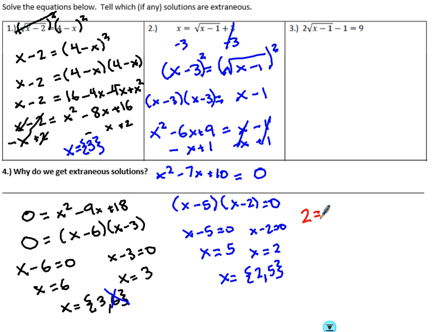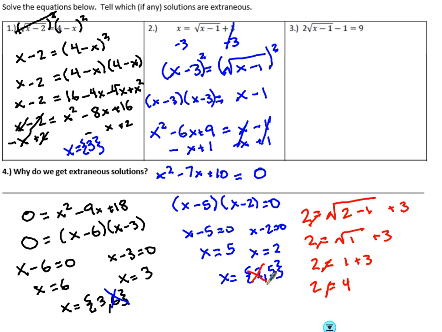So we plug in 2 and 5 into the original equation to see if it works out. So 2 is equal to the square root of 2 minus 1 plus 3. Well, 2 is equal to square root of 1 plus 3. 2 equals 1 plus 3. 2 equals 4 is not a true statement, which means 2 is extraneous.